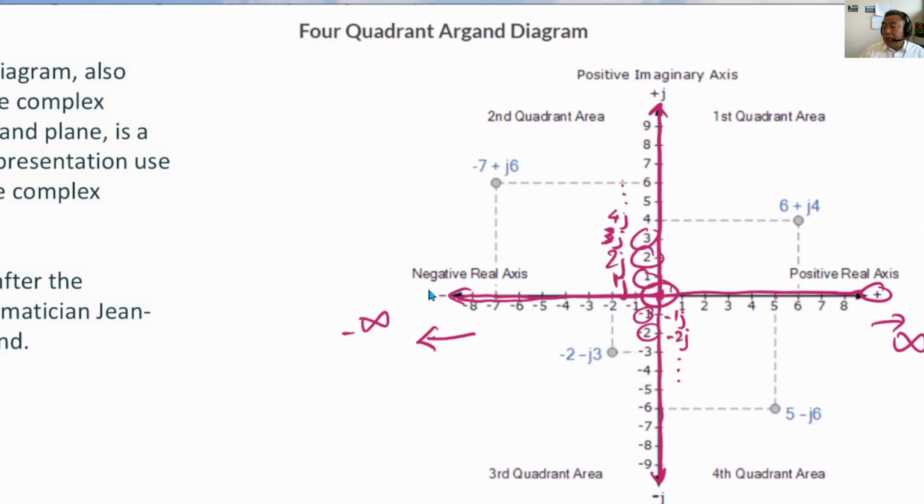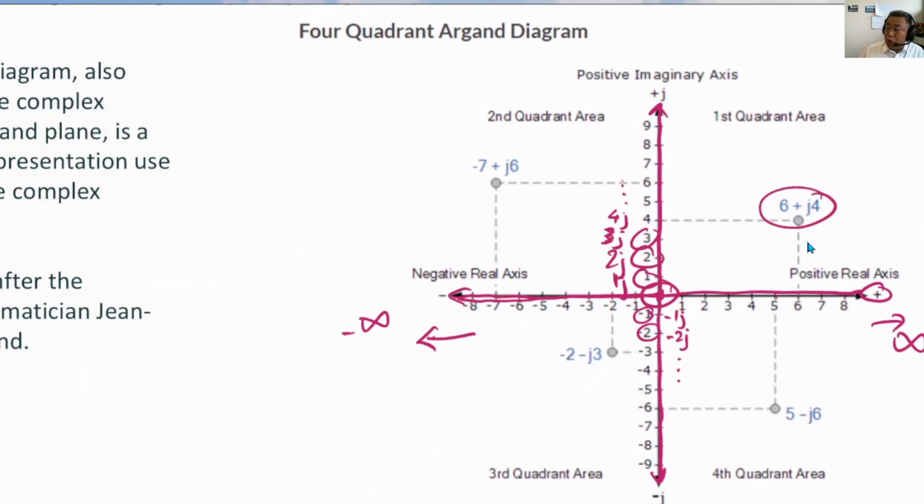So you can also visualize these two axes as the real axis and the imaginary axis, and it allows us then to visualize the complex numbers on a plane. So now let's see some examples of complex numbers on this plane.